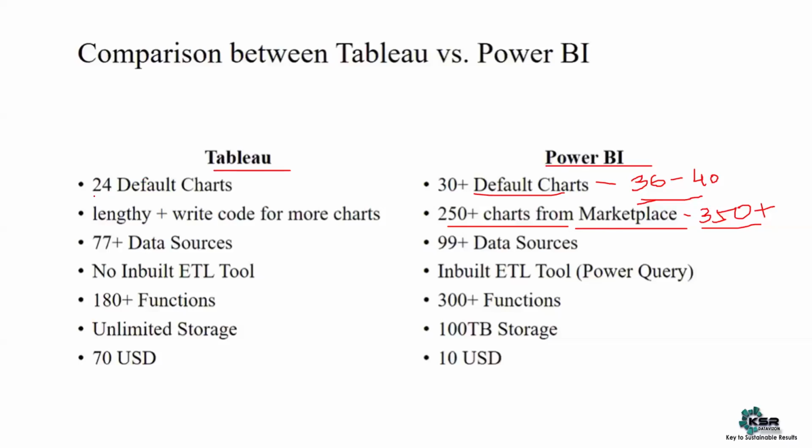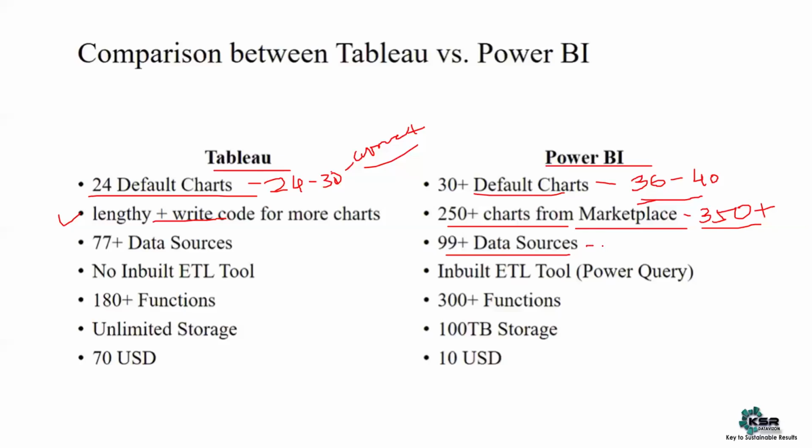Now, if you compare with Tableau, the defaults were only 24, and now it's around 30. The current scenario of Tableau is around 30 different default charts. And if you want additional charts, you have to write certain code. Only then will Tableau be able to get a few additional charts as well.